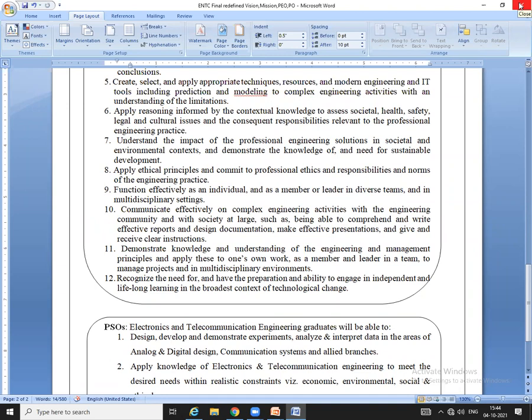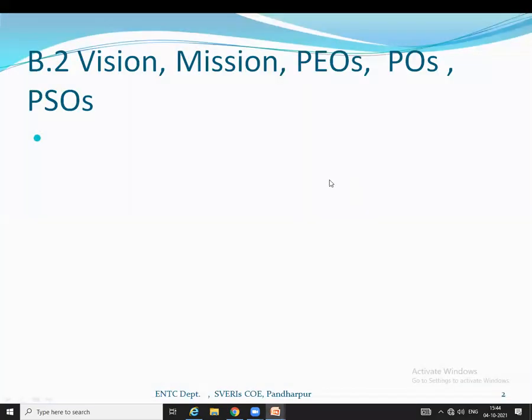So these are the broad areas defining our institute's vision, mission, and these other important factors. I hope you understand. And last year also you have gone through it, so this is the revision of the vision and mission. So with this, we will move ahead.